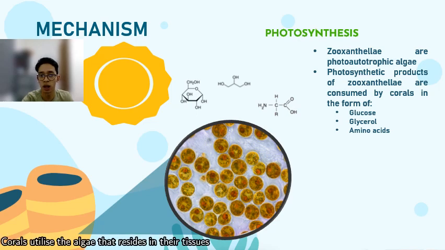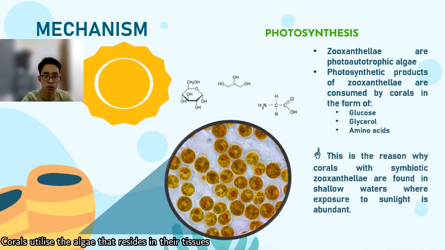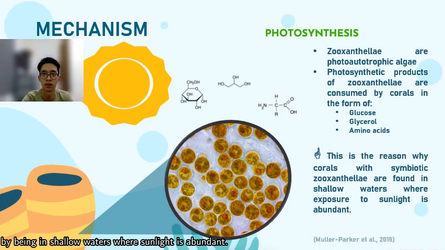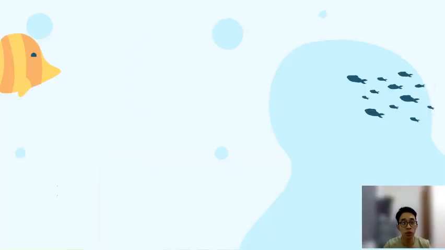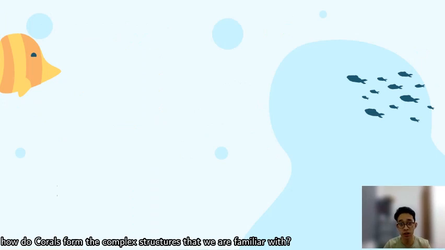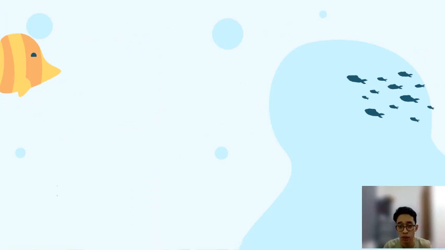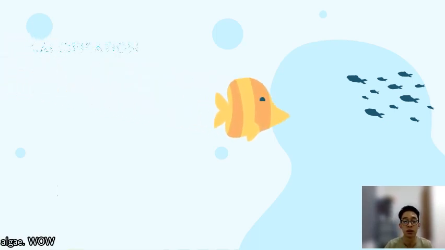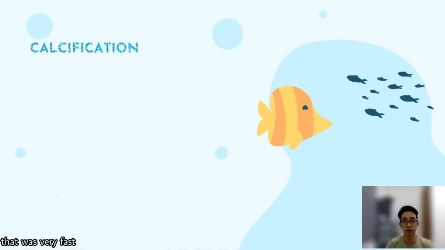Corals utilize the algae that reside in their tissues by being in shallow waters where sunlight is abundant. How do corals form the complex structures that we are familiar with? To my surprise, it is with the help of algae again. Whoa, that was very fast.